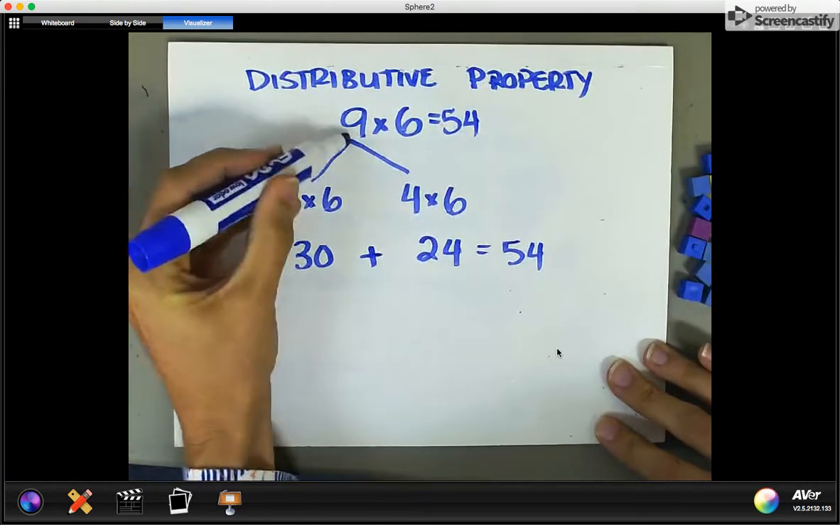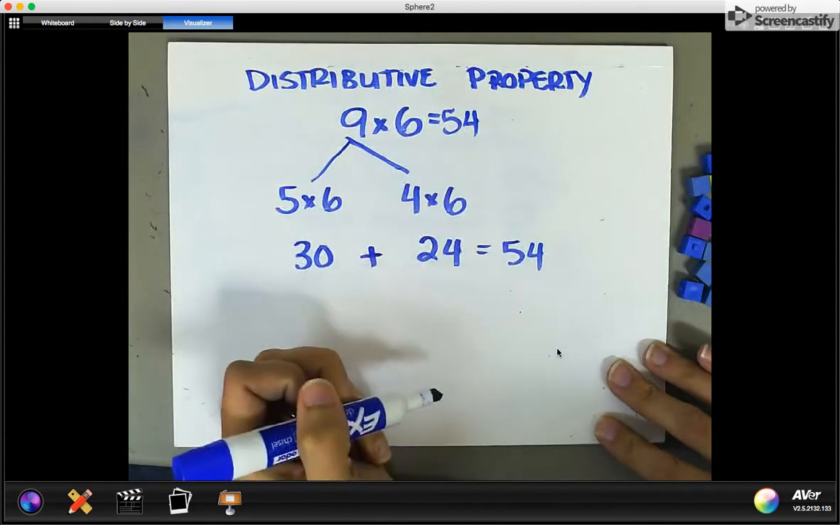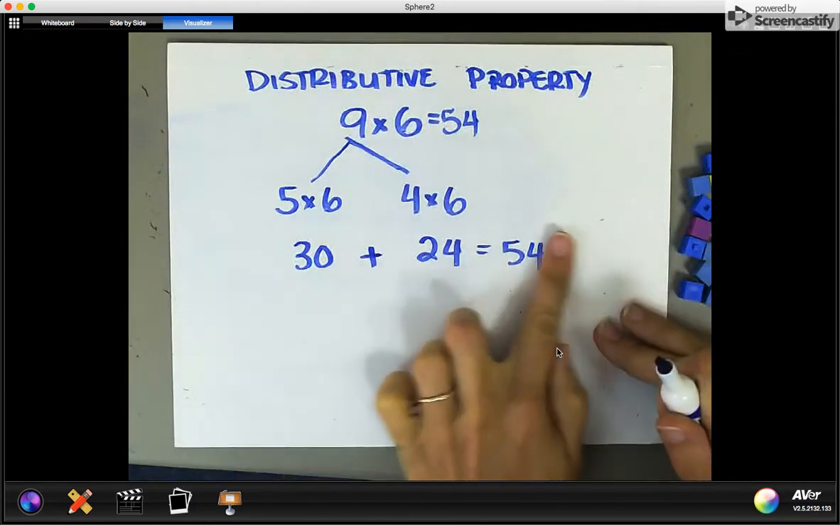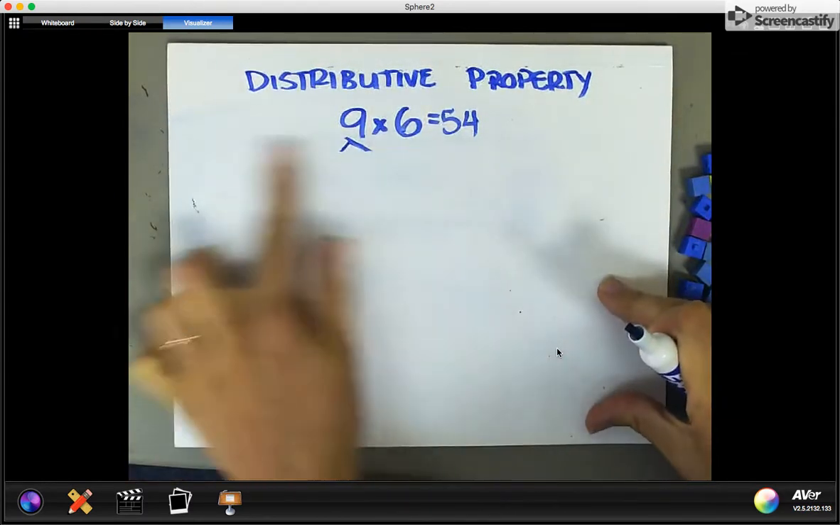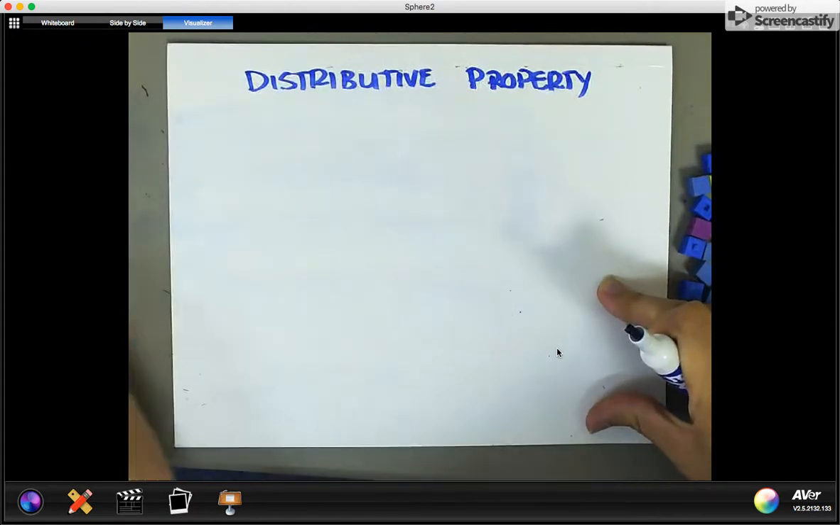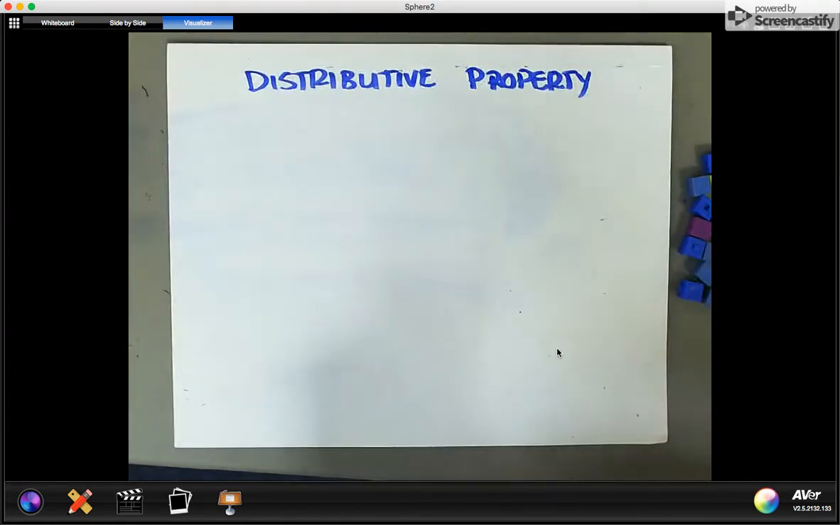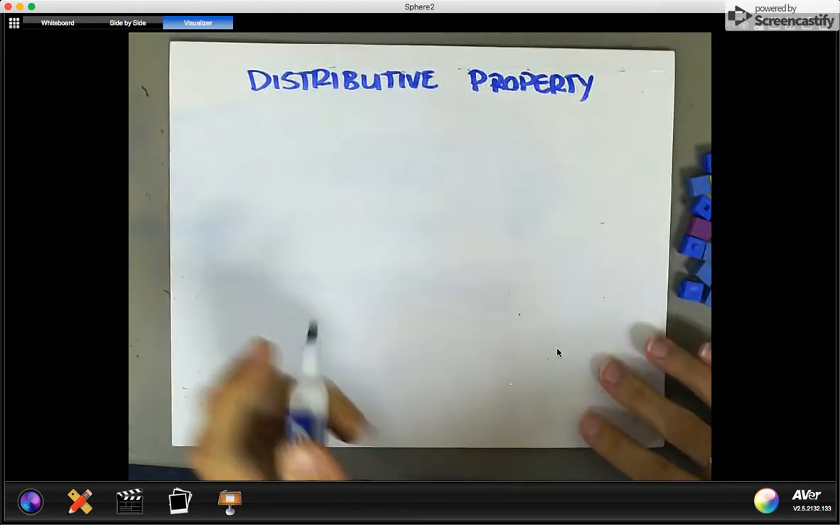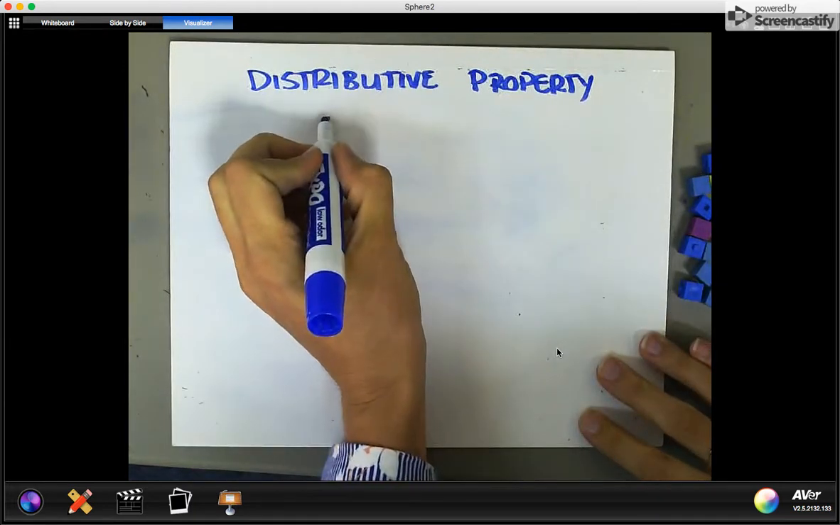You see how we broke it apart first, and then we put it back together by addition. You might also be saying, well, 9 times 6, I have that memorized too, and that is totally fine. But this strategy does help when you're using even bigger numbers. So let's try it.